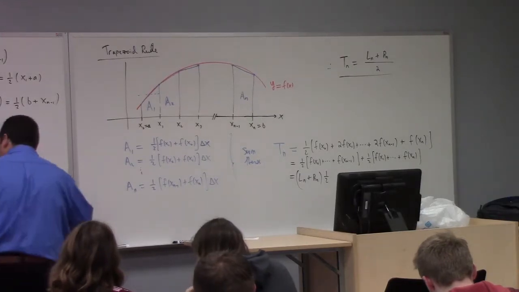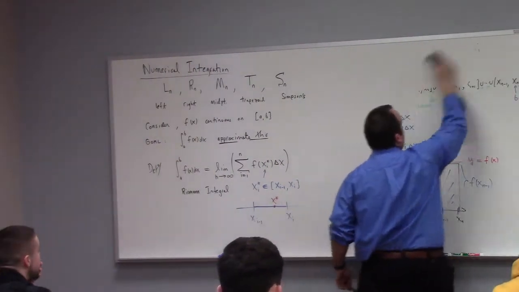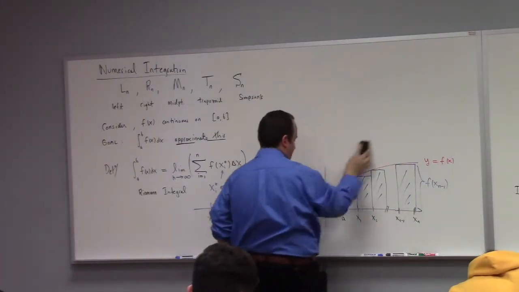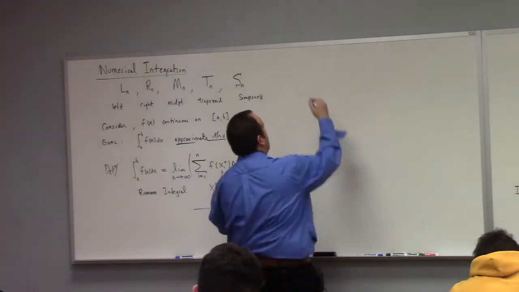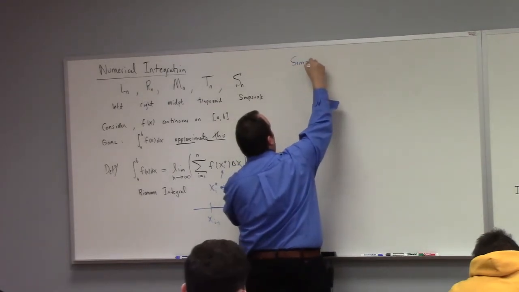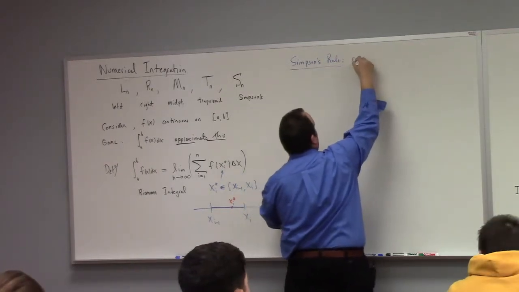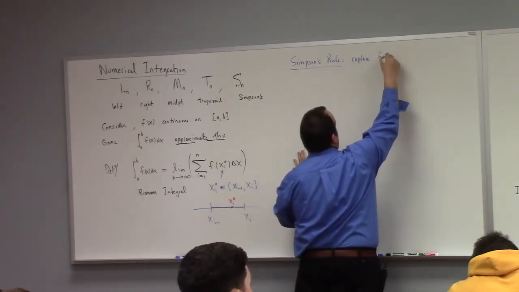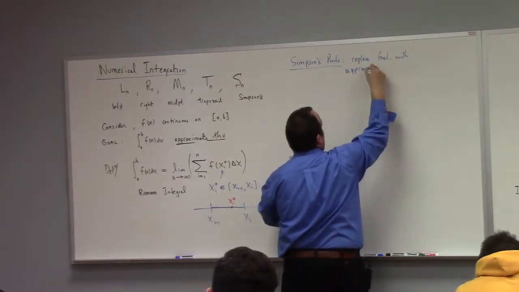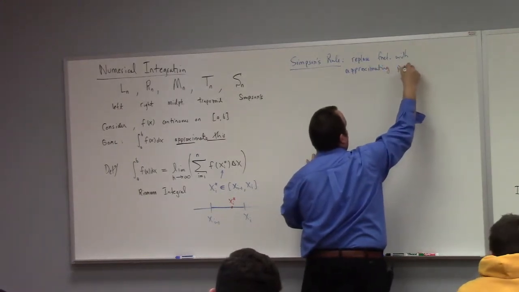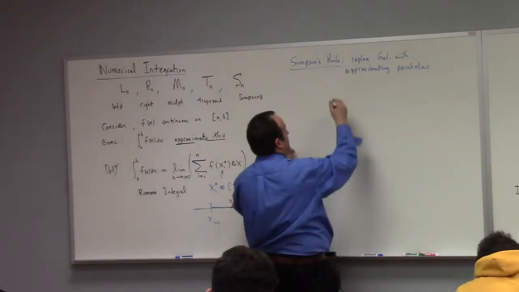Next up is Simpson's rule. Simpson's rule says to approximate the area under the graph via parabolas. So Simpson's rule replaces the function with approximating parabolas. So the picture is something like this.